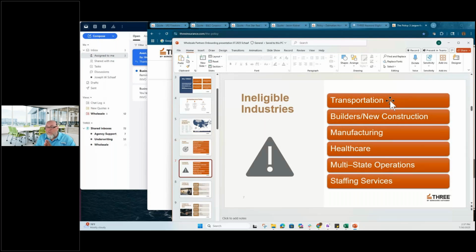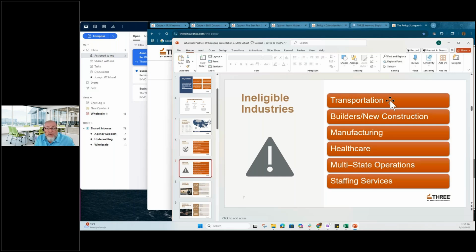Think of anything with a DOT number. Generally, we do have some policies that do have DOT number vehicles on them. We can do that. We can do filing. But when it comes to the big things like trucking and logistics, we do not handle those. It's not in our appetite.